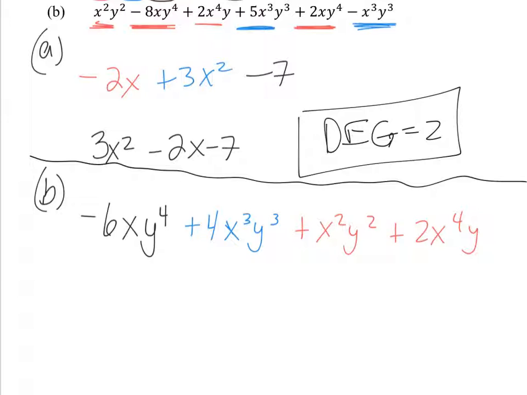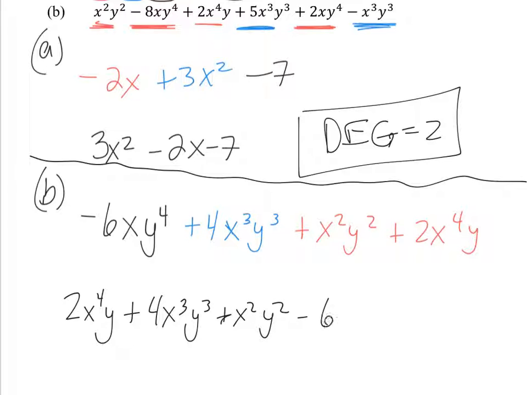The first term would be 4x cubed, y cubed. How come? Because it has the larger exponent of x. Does it have the largest, though? No, 2x. There it is. So go ahead. 2x y plus 4x cubed, y cubed. Good. Okay, so in decreasing order of x's degree, it would look like that.